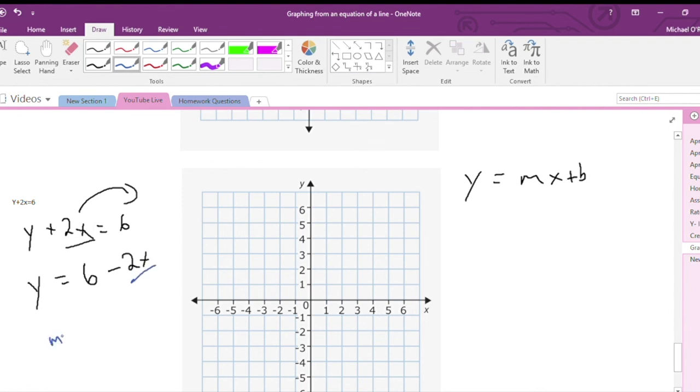There is our m value, negative 2. If you remember, anything has a 1 underneath it. And our b value equals 6. Let's graph it now. We graph our y-intercept, then minus 2 over 1. So we're going to go down 2 over 1, put our second point, and then we are going to draw a line. And it's just that easy.